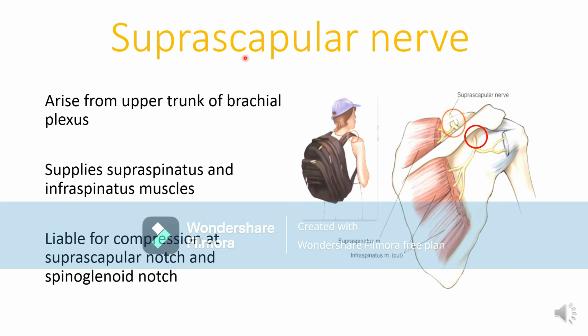The suprascapular nerve, which supplies supraspinatus and infraspinatus, arises from the upper trunk of the brachial plexus. The brachial plexus has three trunks, and the suprascapular nerve, our nerve here, arises from the upper trunk. This nerve is liable to compression when we hold the back for a prolonged time. There are two sites of compression of the suprascapular nerve: the suprascapular notch and the spinoglenoid notch.